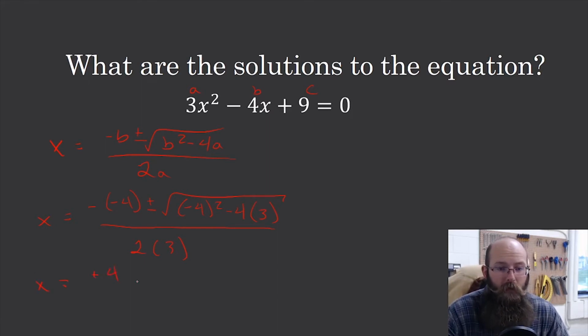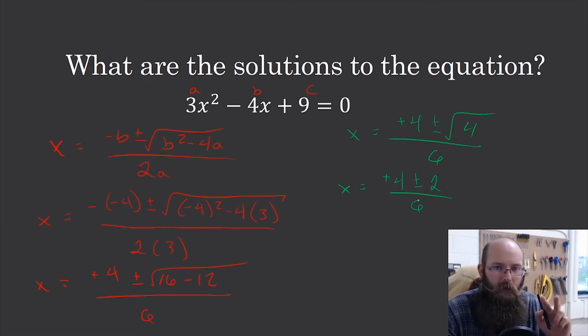So double negatives simplify to a positive 4. Keep that plus or minus there. Negative 4 squared is going to get me a 16. Minus 12, I'm actually going to write all that down. 16 and then minus 12, all over 6. So I'm going to simplify underneath the radical, and I end up with 4 over 6. Okay, so now I know the square root of 4. Let's write that down. 4 plus or minus 2 over 6.